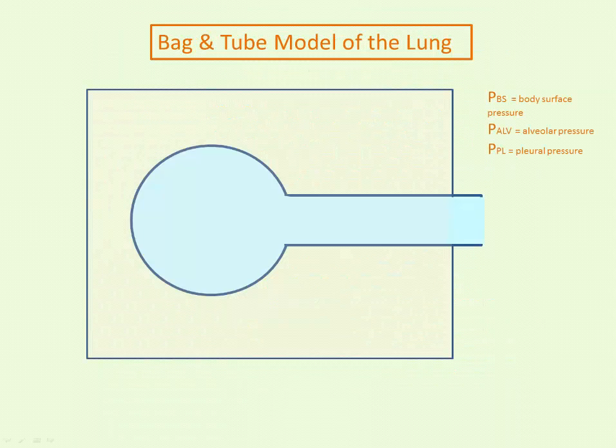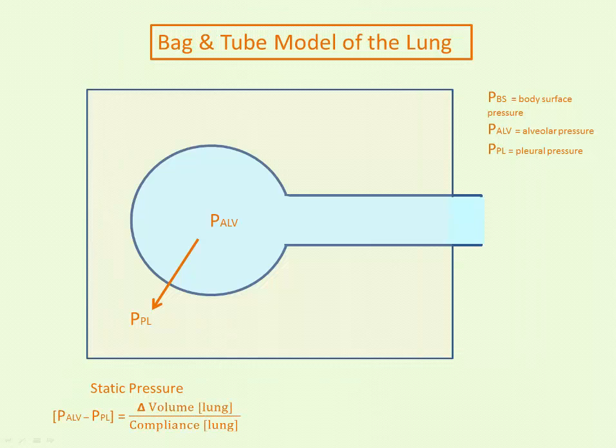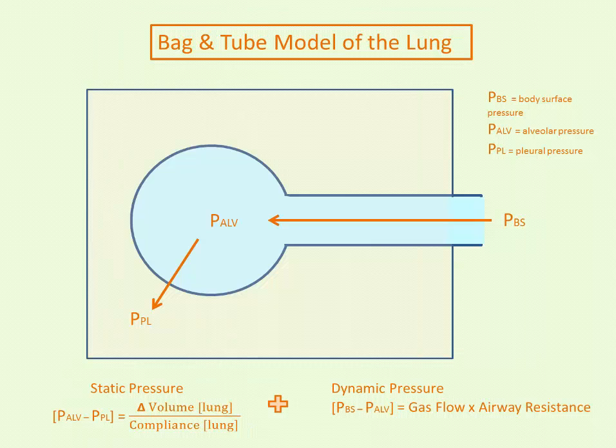So back to our friend, the bag and tube model of the lung. This is a static pressure that we talked about in part 1. This is described by the compliance. But then there's this additional amount of pressure that is added, and that's the dynamic pressure. And this is the pressure that is used to drive gas flow. And the pressure differential here is body surface pressure and the alveolar pressure. So it's the static pressure down here plus the dynamic pressure, which is equal to the gas flow multiplied by the airway resistance.